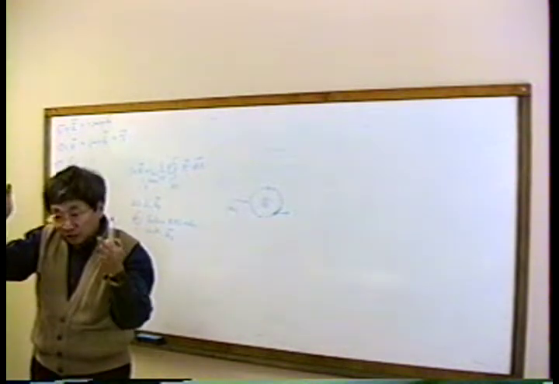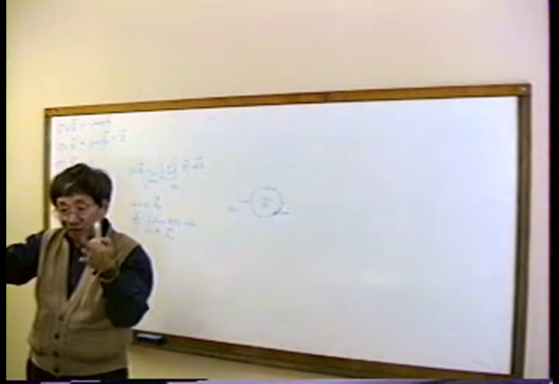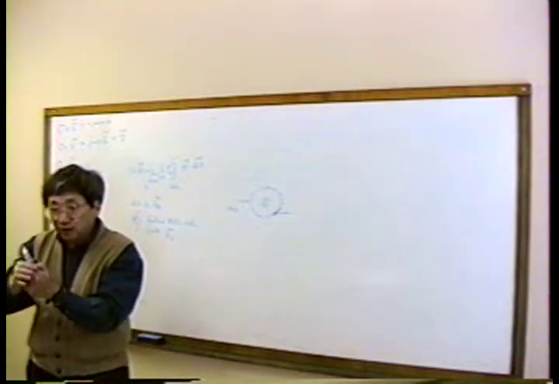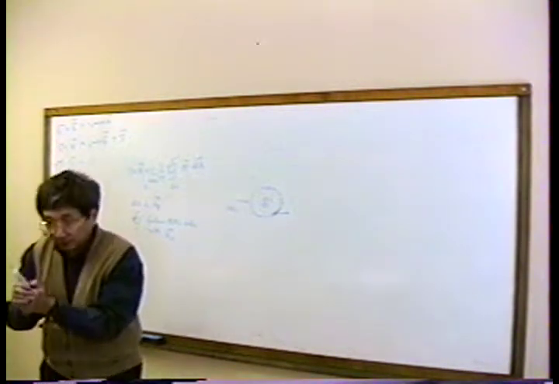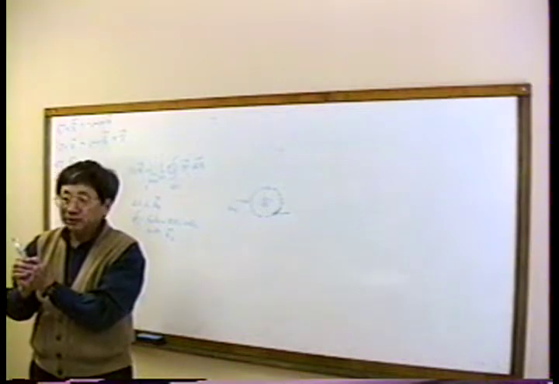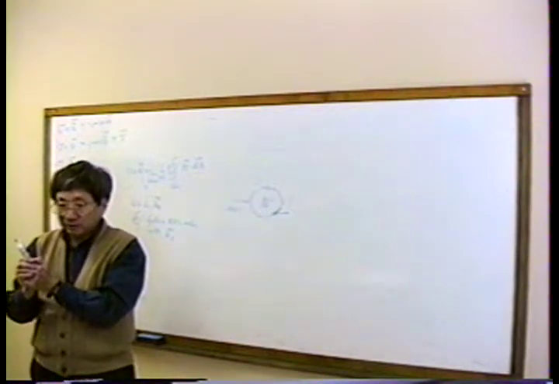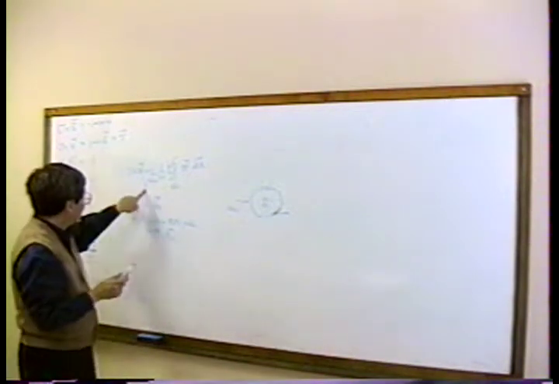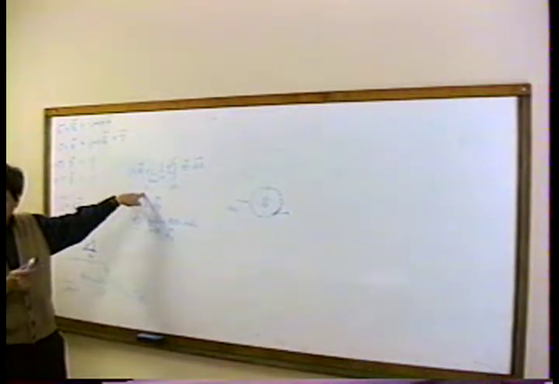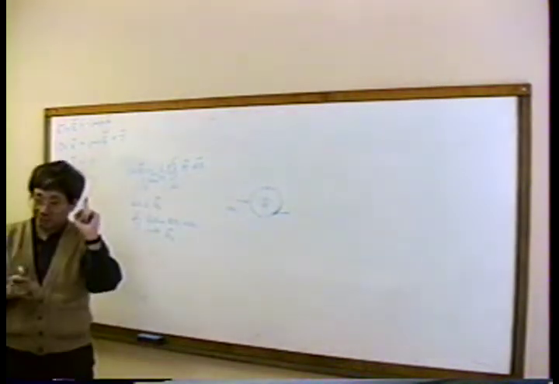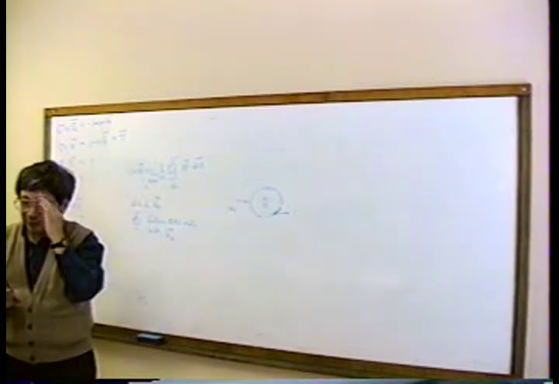Because the curl of H is a vector, I want to know all three of its components. First I want to know its x component. We're only doing x right now. That's the part that's been bothering me. We do the x component now.